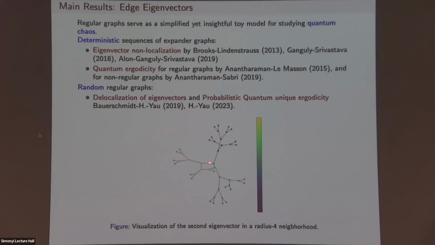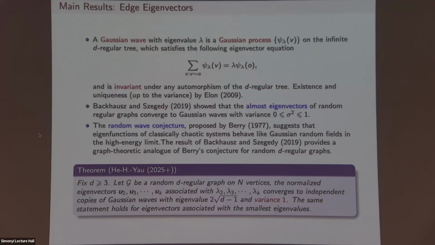And you can ask, what does the eigenvector look like in this neighborhood? This question was answered by Backhaus and Sodin. They prove they converge to the so-called Gaussian wave. Gaussian waves are associated with the eigenvalue lambda. It's a Gaussian process on the infinite regular tree. Each vertex you associate with a Gaussian random variable, and they are jointly Gaussian. And they satisfy the eigenvector relation. And further, you require that the law of this Gaussian process is invariant under any automorphism of the regular tree.